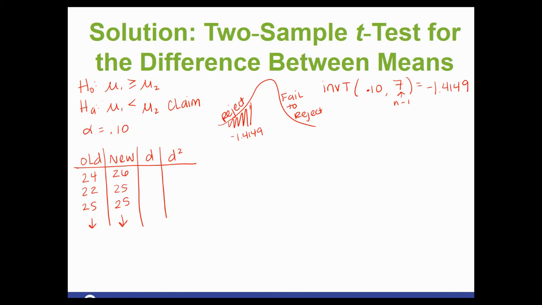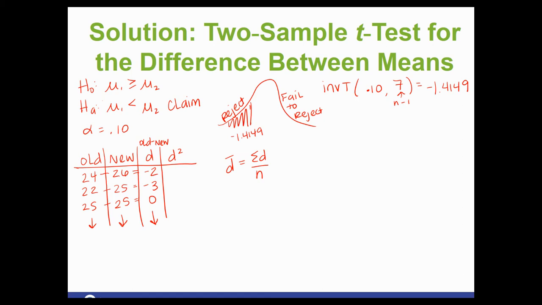In order to find the D, it is the old minus new. So for the first row, 24 minus 26 gives me negative 2. 22 minus 25 gives me negative 3. 25 minus 25 gives me 0, and so forth. That is how you find the differences for each one of our pairs. Now keep in mind, to find the mean, you're going to add up all of those differences and divide by n.